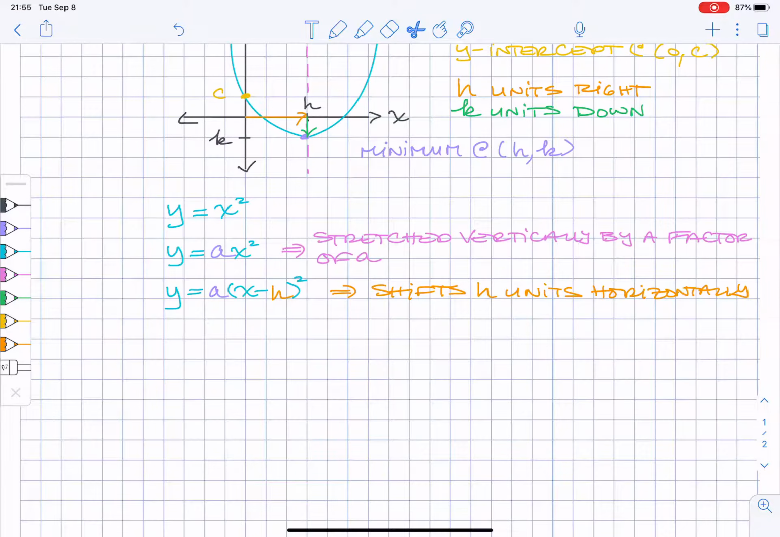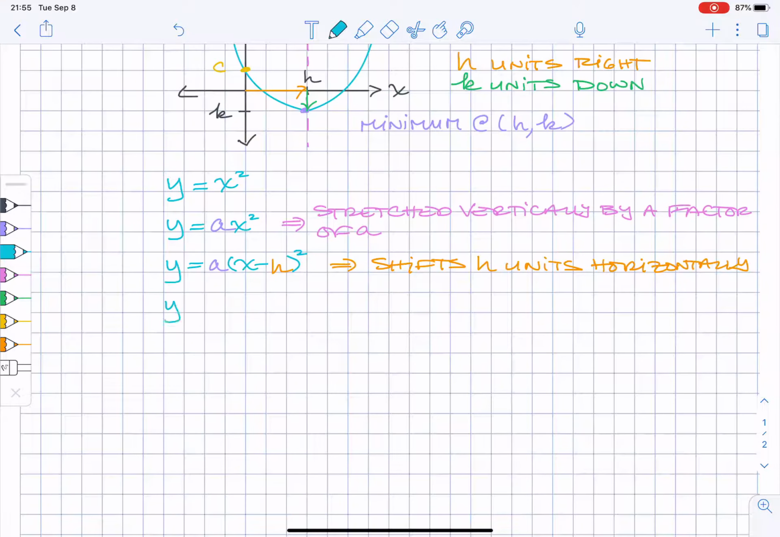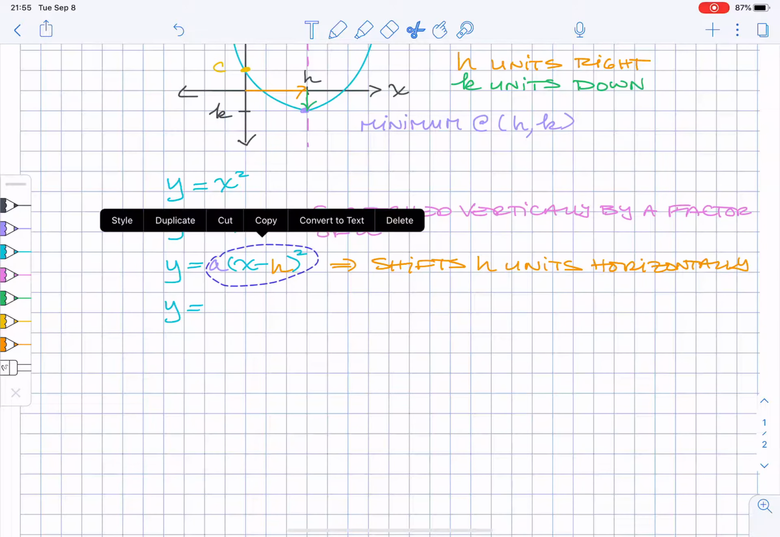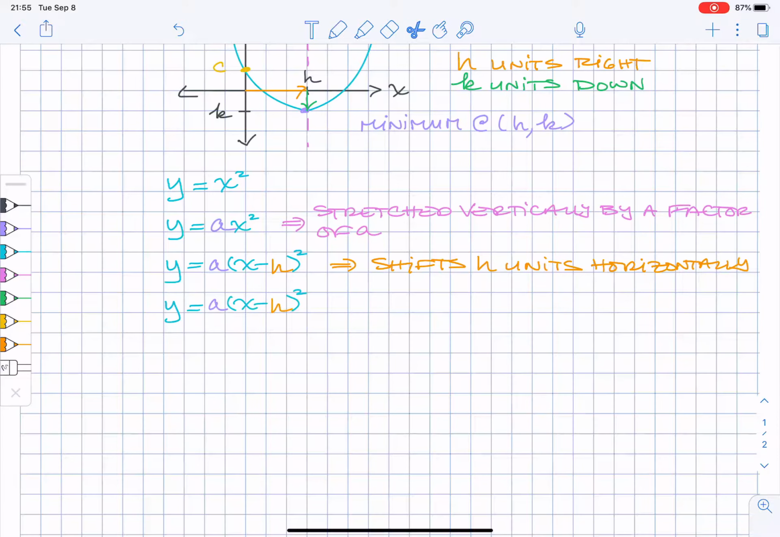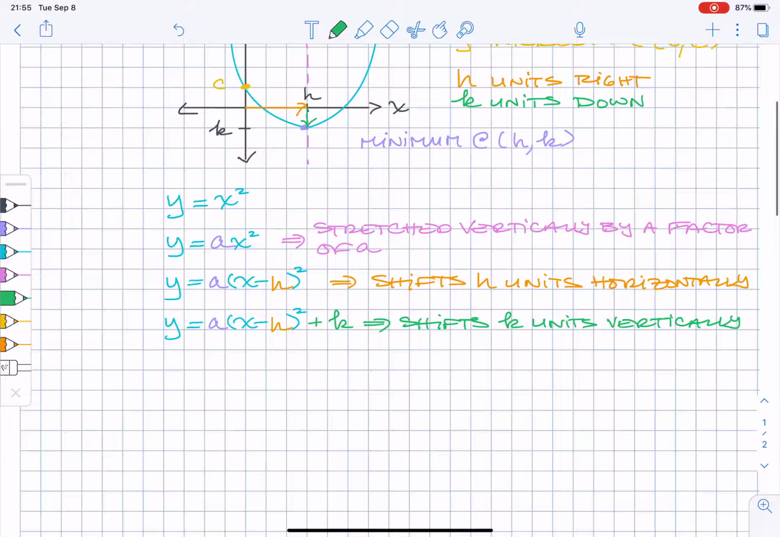And now let's shift k units. Now let's take this, copy, paste, and now let's shift k units vertically. So now it's going to be plus k. So this would be shifts k units vertically. Now if k is negative, of course that means down, right? Okay.